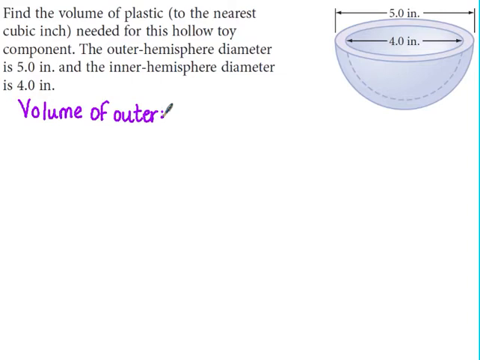So the volume of the outer is going to be 4/3 pi. My radius is what? 2.5 cubed. And I'm going to take that times 1/2 since it's a hemisphere. Okay, it's not a sphere, it's a hemisphere. So we're going to multiply all those things out. Where would I start? I would start with the 2.5 cubed, times 1/2 times 4/3 times pi. And when you do that, what do you get?